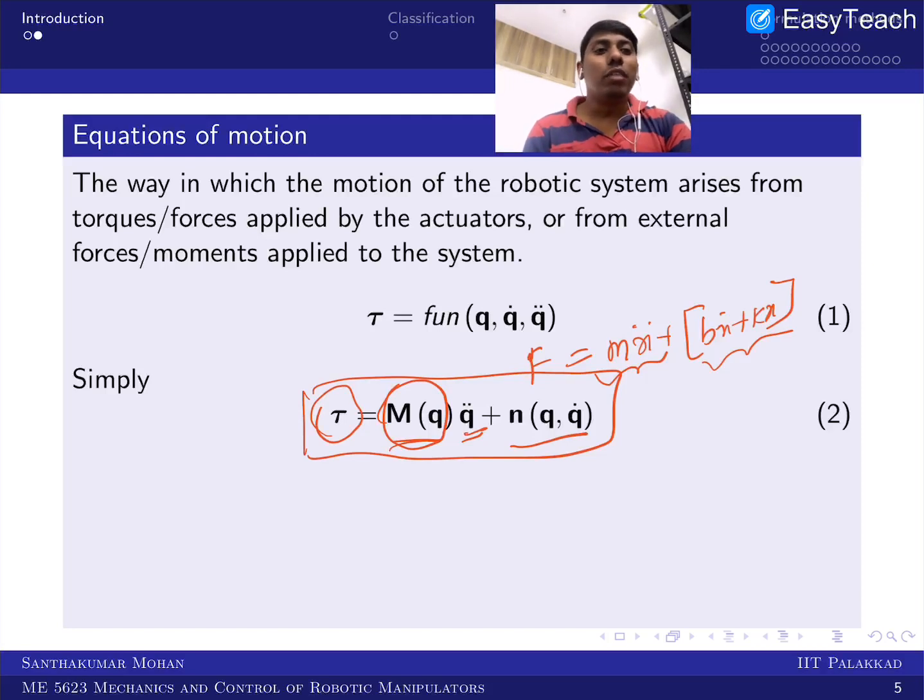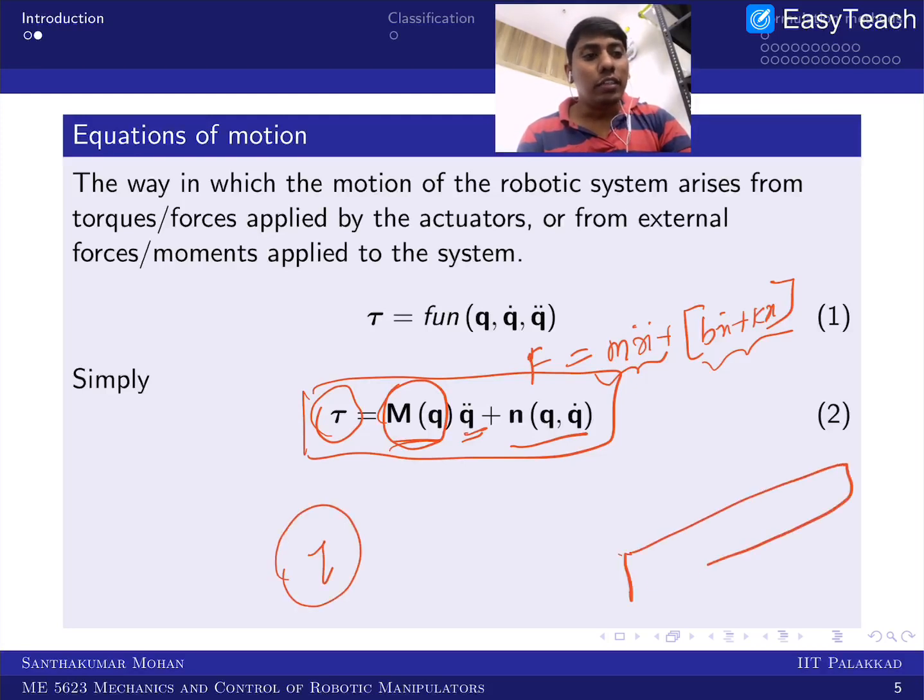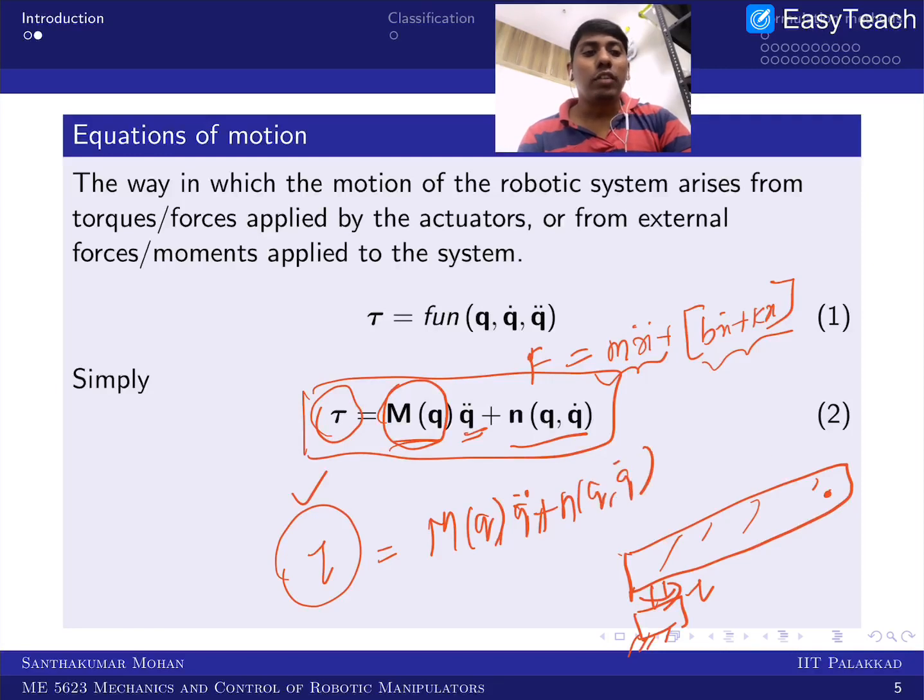In that sense, what we are trying to see here is that tau is your input. Say this is your link, and this link is attached to one big motor. I am fixing this motor and giving a torque tau. So what will happen to the link? That is what I am trying to see: if I give an input, what will happen to q double dot and q dot? So this is one step.